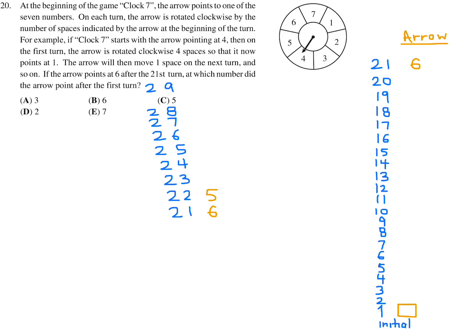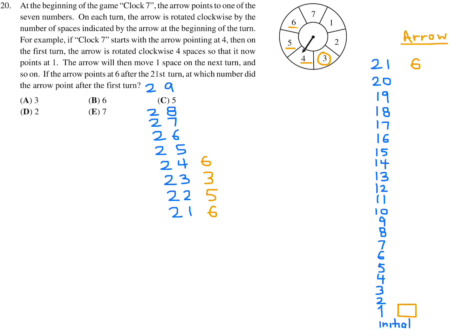I'm at 5, I've got to move 5 now. So 1, 2, 3, 4, 5. Now I'm at 3. That means that after the 23rd turn, I'm at 3. Let's do this again. I'm at 3, I've got to move 3, because I move the number of times that the number indicates. 1, 2, 3. Oh, I'm back at 6 again.